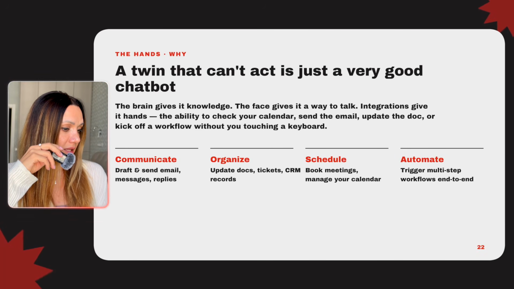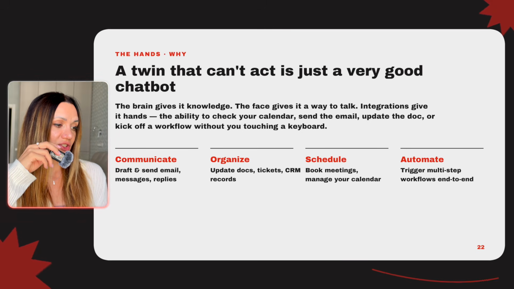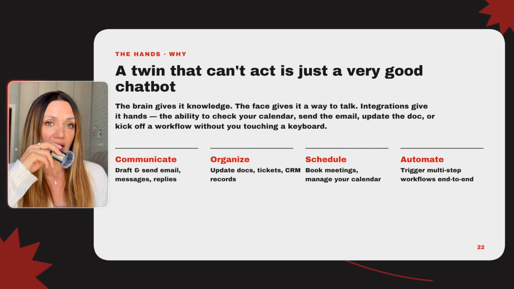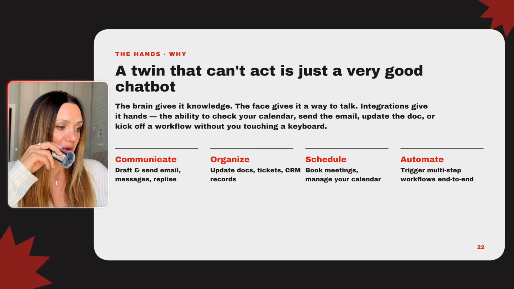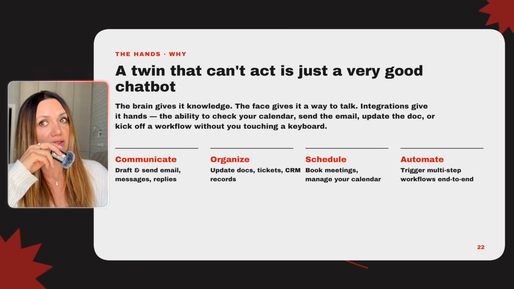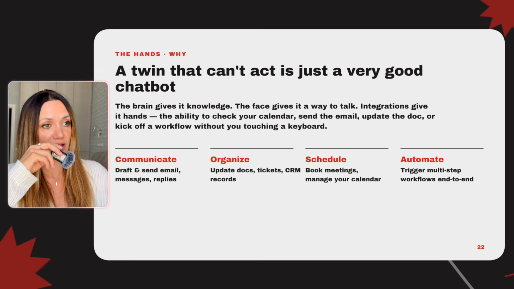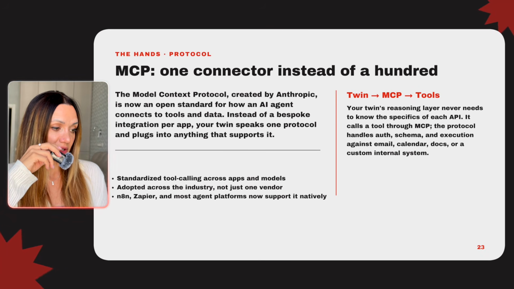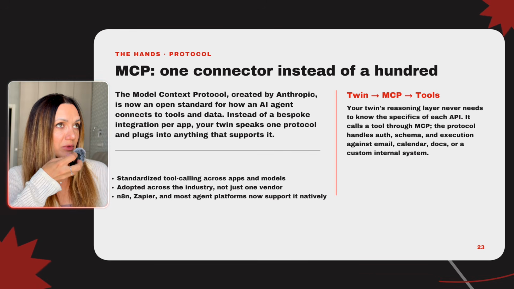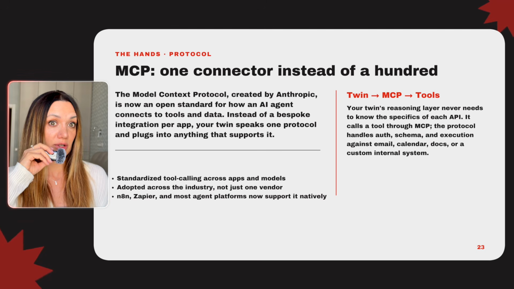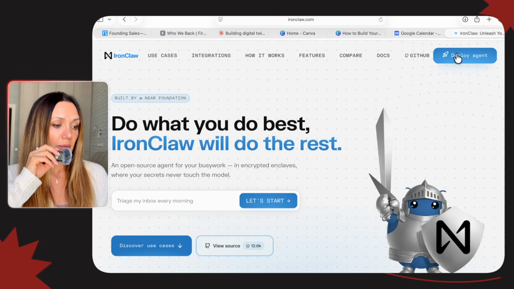Okay, so the hands. A twin that can't act is just a very good chatbot. So your AI agent should be able to communicate, organize, schedule, and automate. Some of the tasks are being automated and done through Zapier because some Claude actions cannot be taken. And I have tried using MCP of Claude, but for example, connecting it with Telegram, I used Zapier to do that.